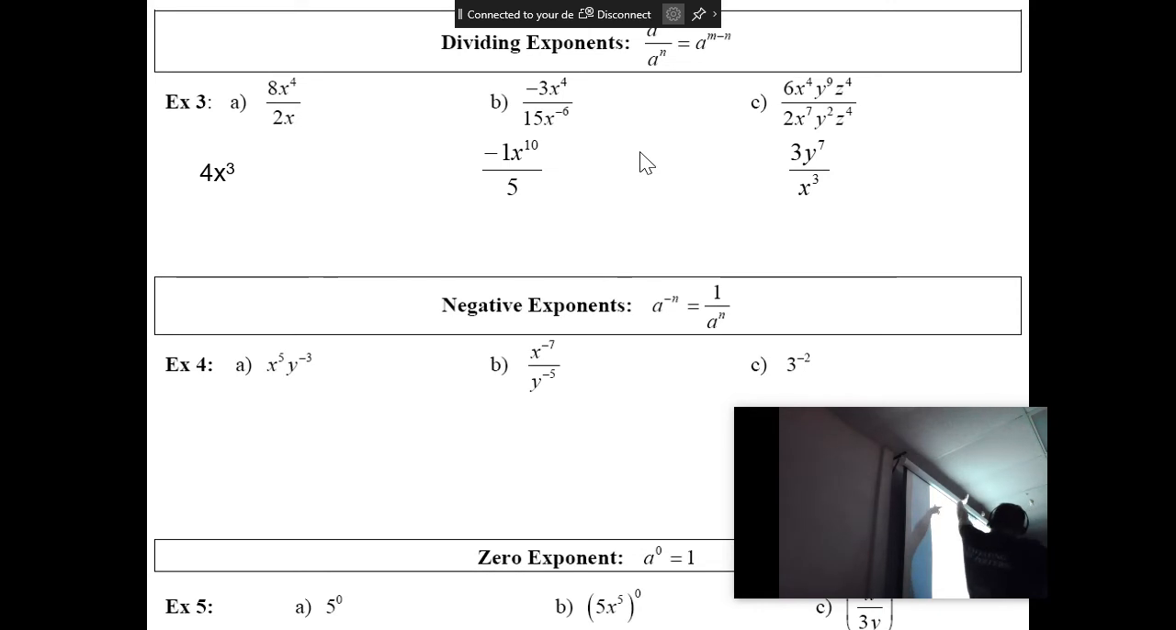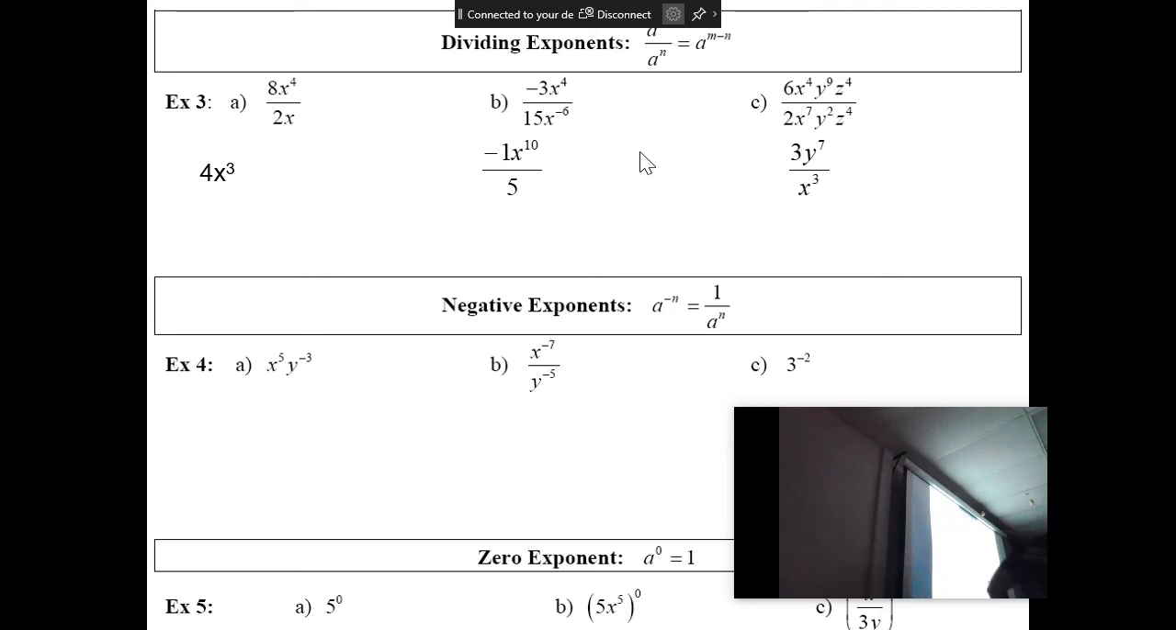Letter B can be approached a couple different ways. And by the way, you do the numbers separately. 8 divided by 2 is 4. So hopefully you did this last year or in grade school, a little bit of fractional work with exponents. Negative 3 over 15 reduces, but you can do one of two things.